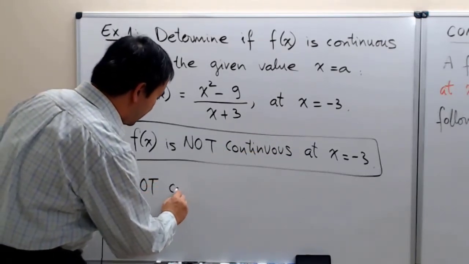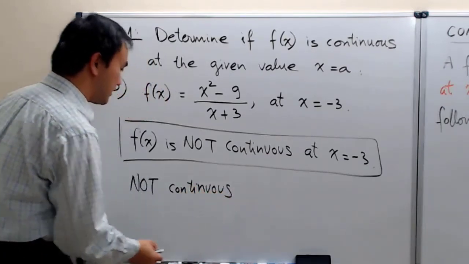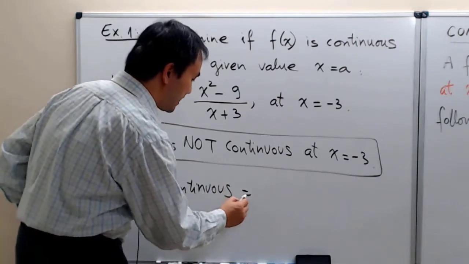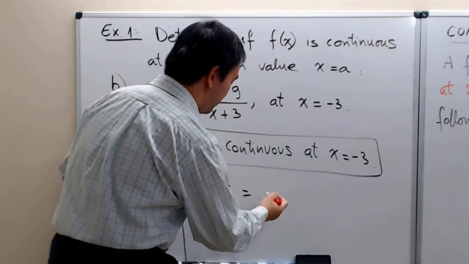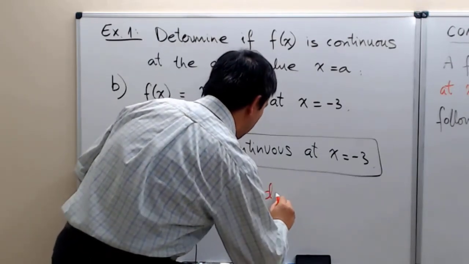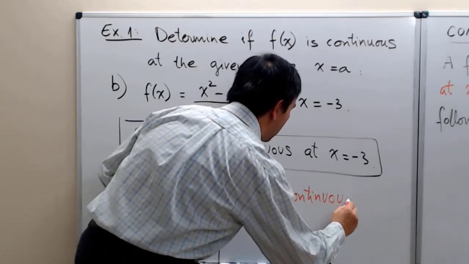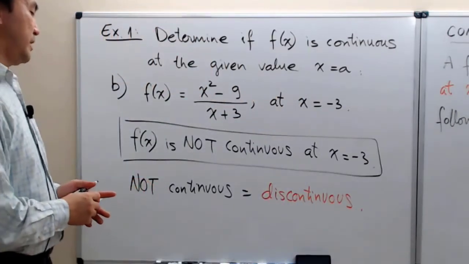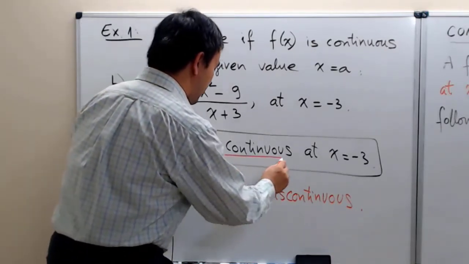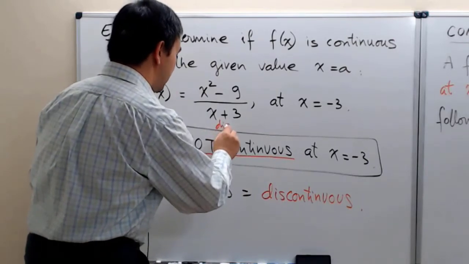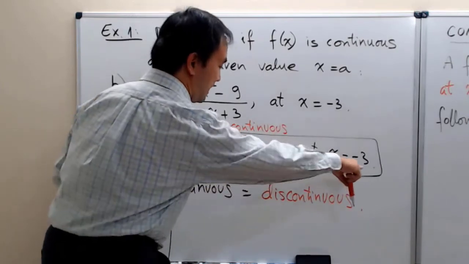But now not continuous, we want to come up with a convenient term right here. So not continuous is the same as, a lot of time we use this term, discontinuous. So we can simply say that the function f of x is discontinuous. This term right here can be regarded as discontinuous at x equals -3.